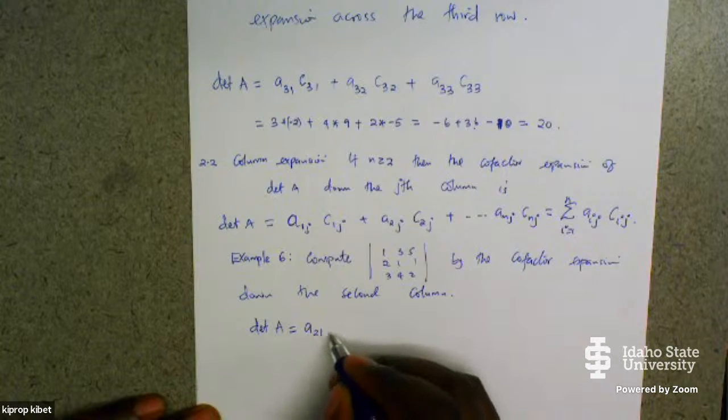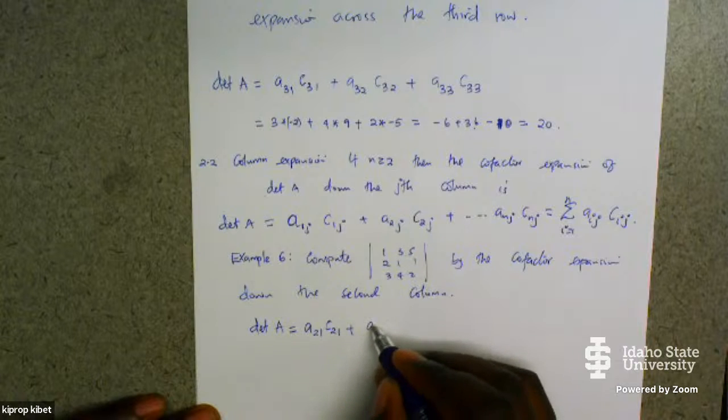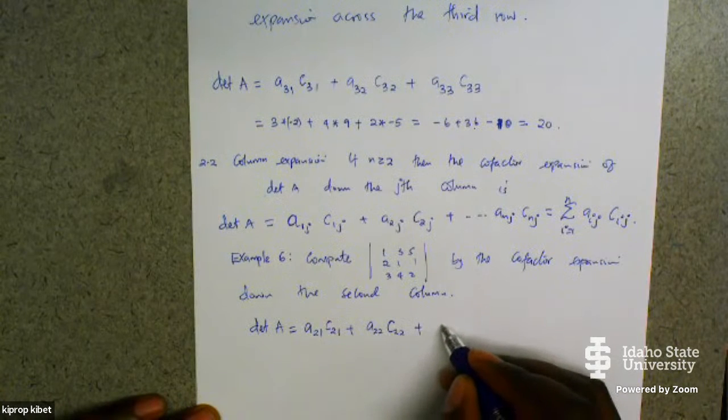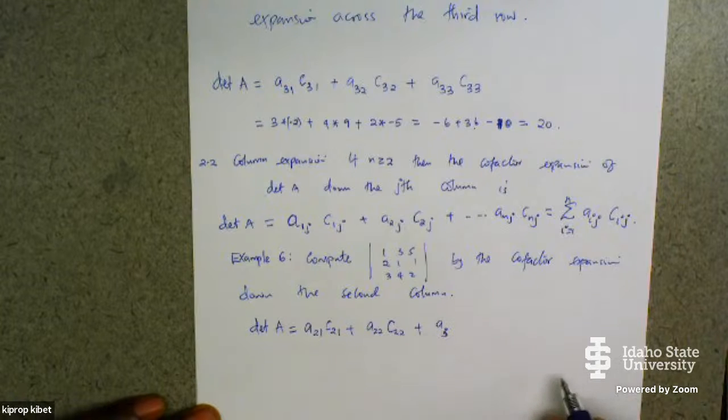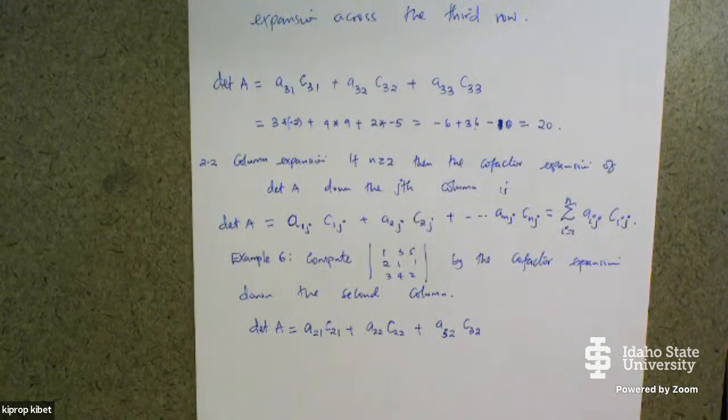A21, and then what? C21 plus A22, C22, and then plus A32, right? And C32. So we are using this column here. This column. So this is A11, this is A12.